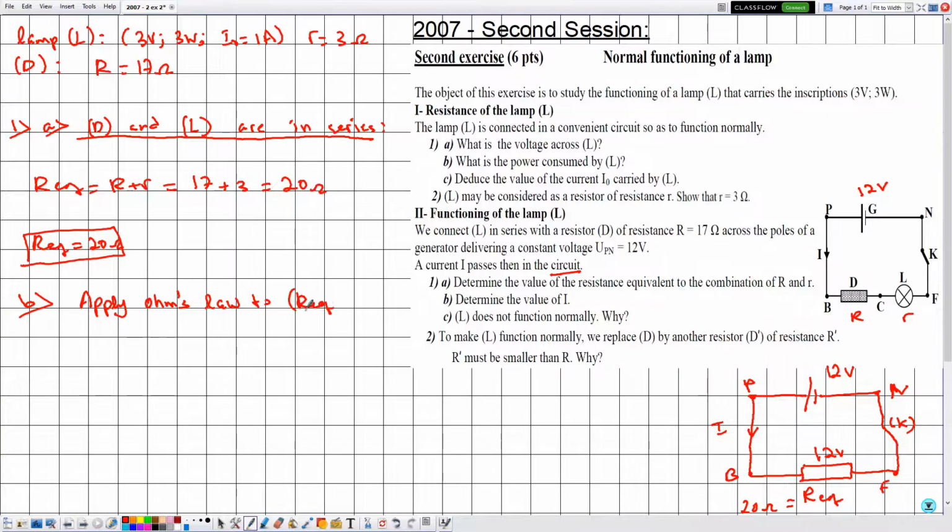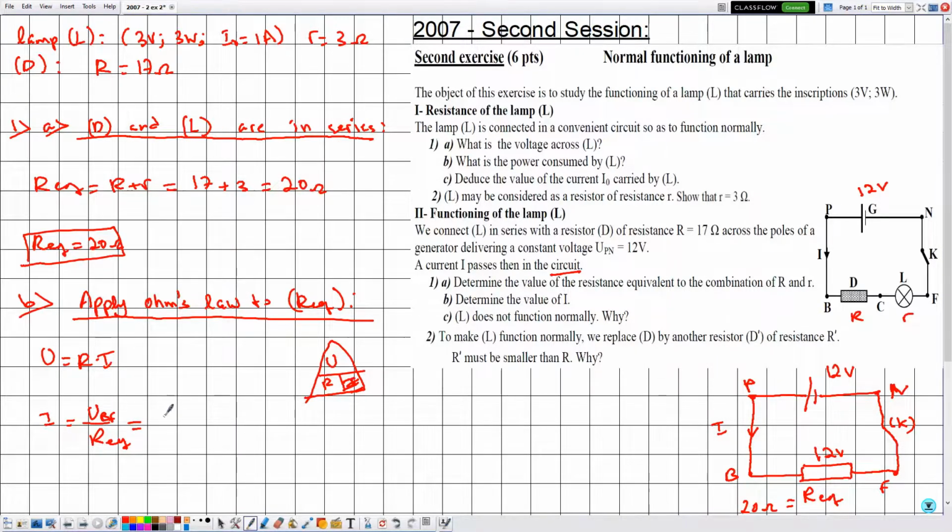Ohm's law applied to R equivalent is given by U is equal to R multiplied by I. Constructing the triangle of this formula, U will be at the top and R and I at the bottom. We are interested in calculating the value of I. Now I will be given by U divided by R, which is the voltage U_BF over the resistance R equivalent.